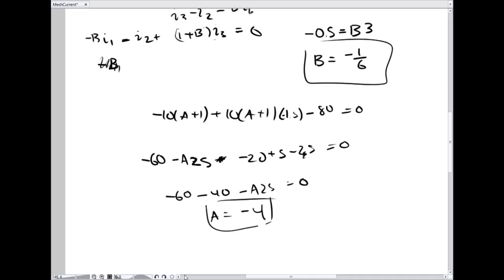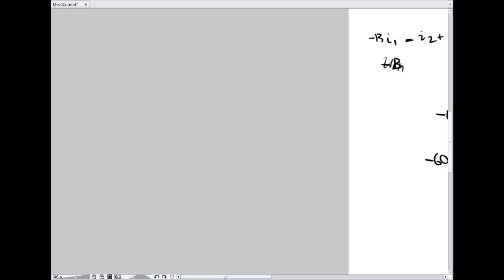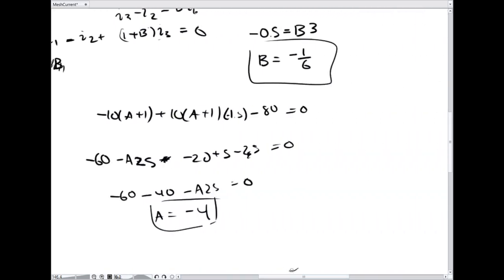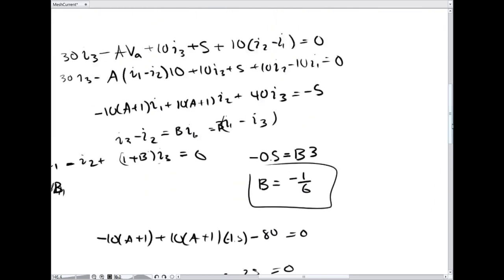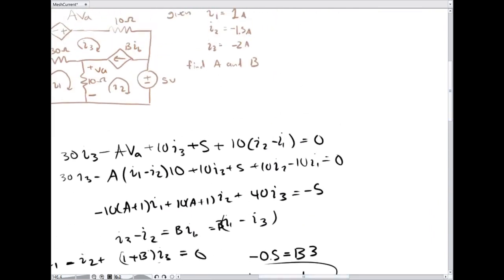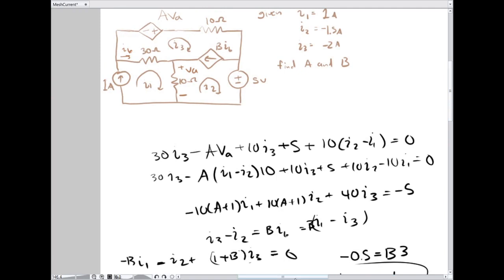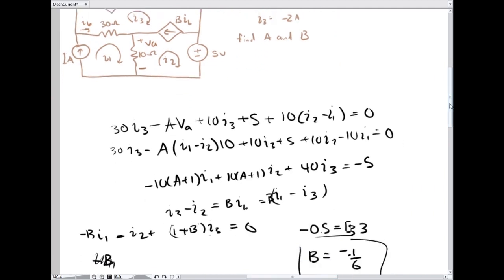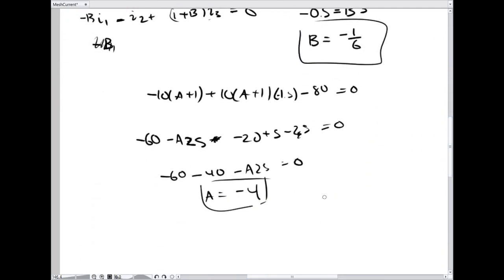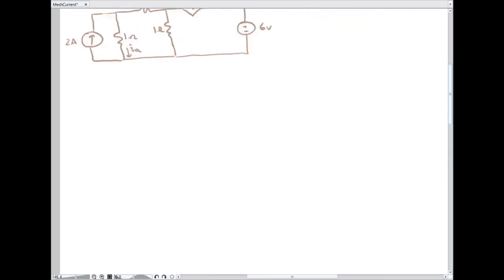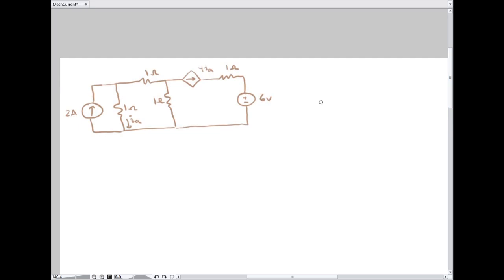Minus 4. Okay. Now, these don't have units because these are a current-controlled current source and a voltage-controlled voltage source, so the gains are unitless. Hopefully I didn't make a dumb mistake in there anywhere. Okay, next problem. So at least this one I specify the current dependence. Define my mesh currents.